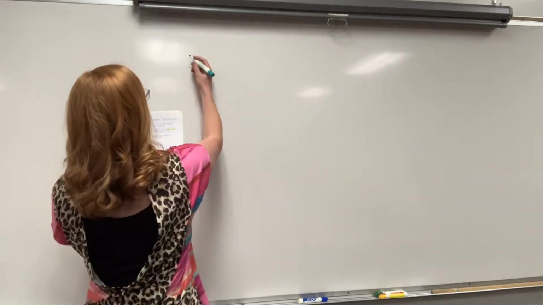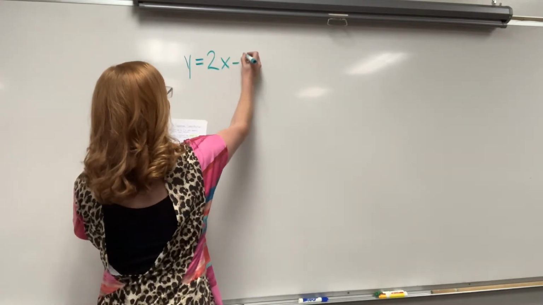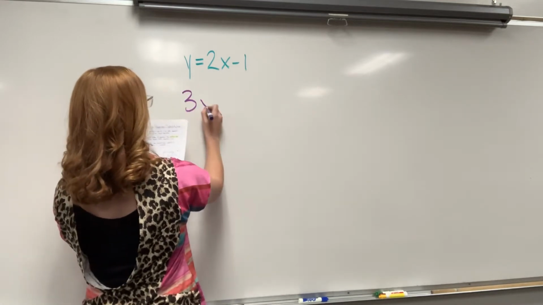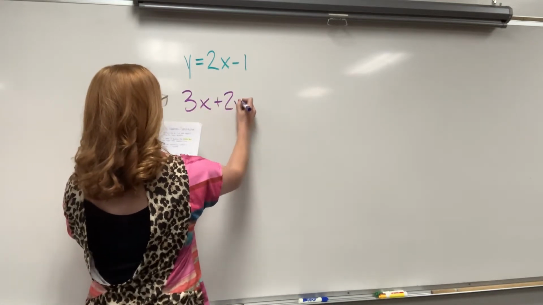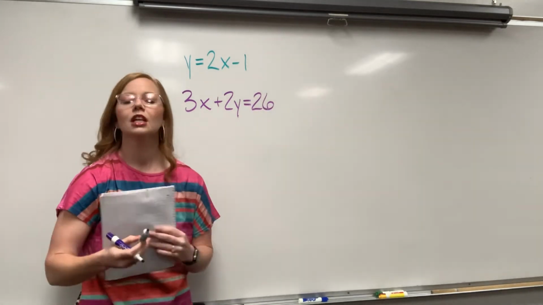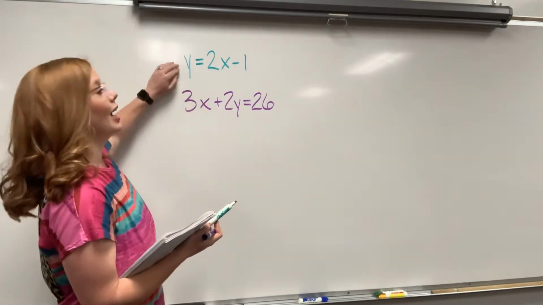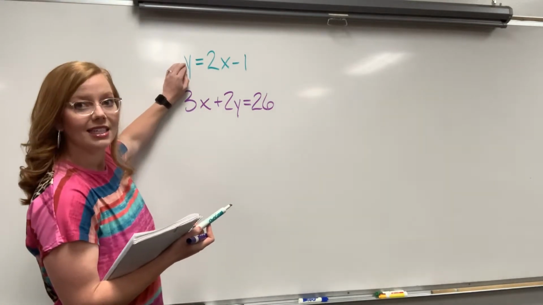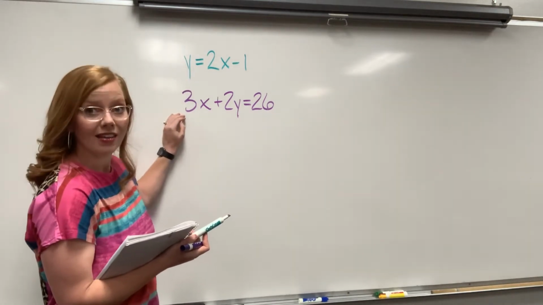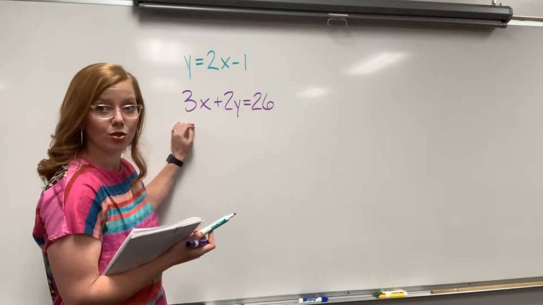In our first example, we're going to have y equals 2x minus 1. Our second equation, we're going to have 3x plus 2y equals 26. So hopefully here you can see what I mean by one variable being isolated. Right now, we've got the y isolated in this top equation. You can see in this bottom equation, it's not like that. This problem is set up for substitution.